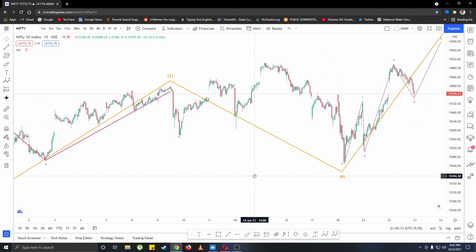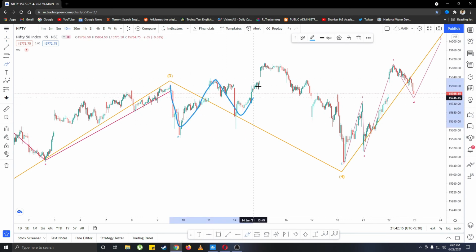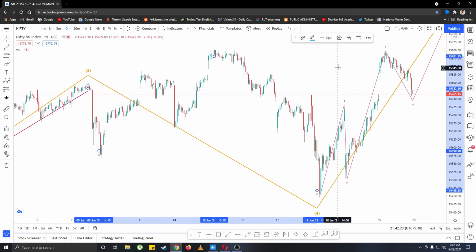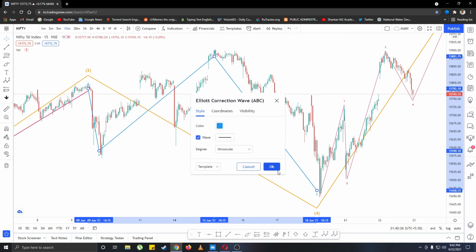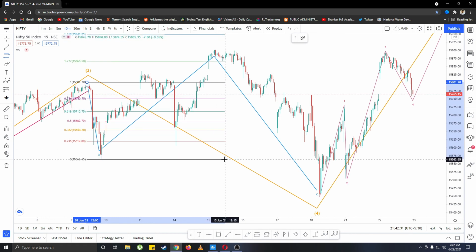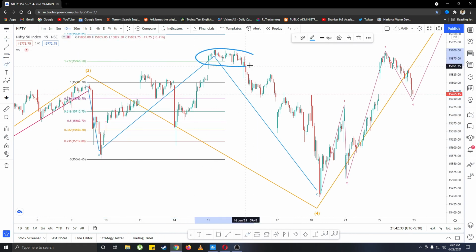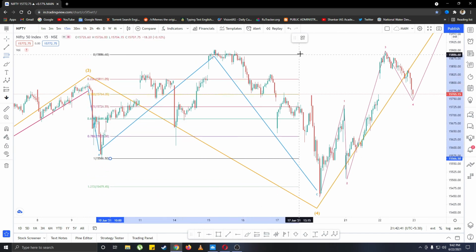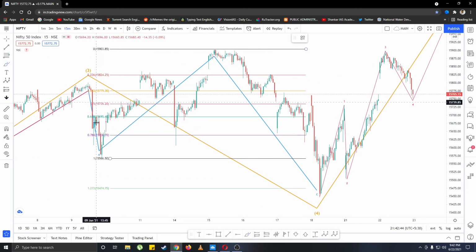And after that, this correction which we had recently, this according to me is an expanded flat correction, because that is why I have marked this as an A, B and a C correction. Because if we look at the Fibonacci levels, this exactly comes near the 1.272 levels. And if we take Fibonacci levels from wave A to wave B, then we end up exactly at 1.272 of the flat correction.